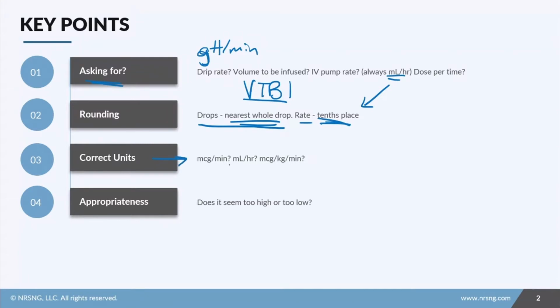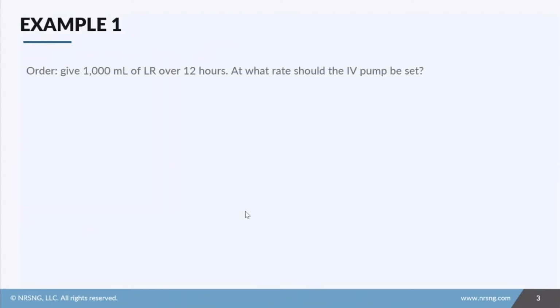You could be looking for a lot of different things like micrograms per minute, milliliters per hour, micrograms per kilogram per minute. So just make sure that you know what it is you're looking for. And then always verify appropriateness. Does it seem too high, too low? Just make sure that it seems like an appropriate dose. All right, let's do a couple examples.